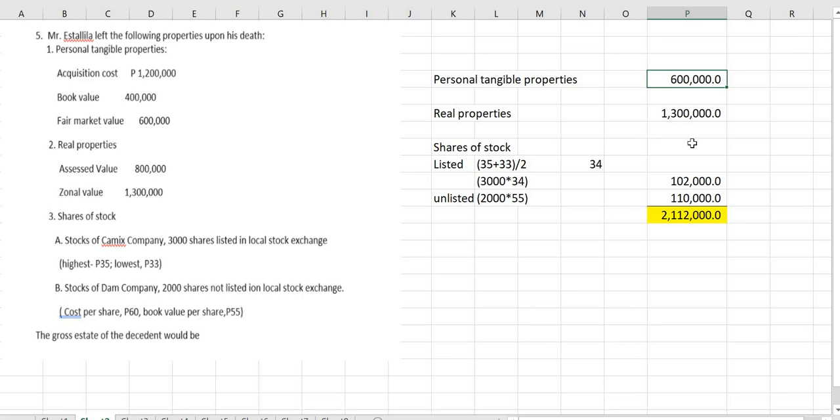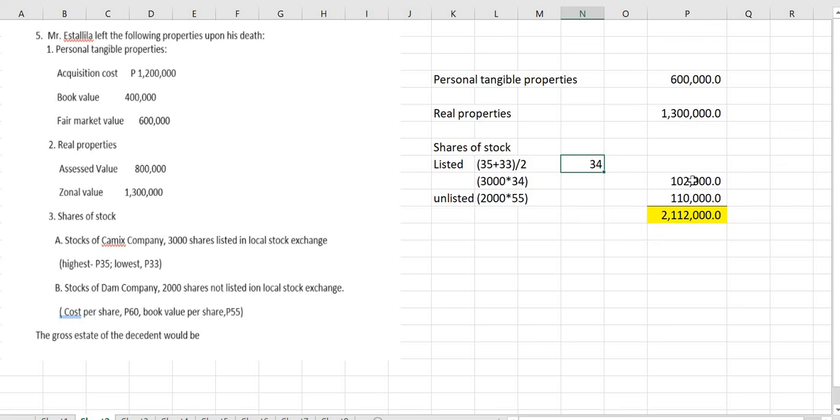The shares of stock, it depends, if listed or unlisted. So we have here 3,000 shares in a listed local stock exchange. Then to value, right, it's the arithmetic mean between the highest and the lowest. You'll get the highest and you'll get the lowest, add them, and divide by 2. That's how you get the mean. So the mean is 34. That's 35 plus 33, the highest and the lowest, divided by 2. That's 34. So, you just multiply it with the number of shares held.